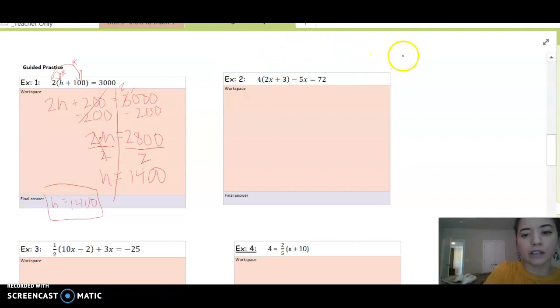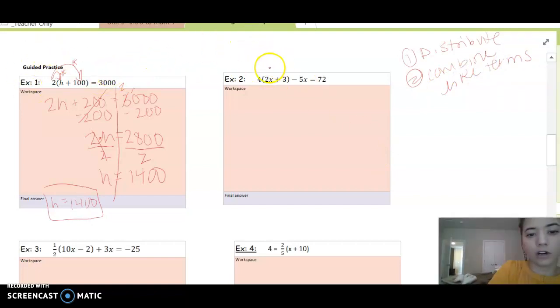This one has us distribute and combine like terms. So I'm going to do the same thing I did over here. I'm going to bring my number outside to the 2 things inside. Remember, it doesn't touch this 5 because that is not in the parentheses. 4 times 2x gives me 8x. 4 times 3 is 12. The minus 5x just comes right back down. And we have equals 72. Draw the line down the equal sign.